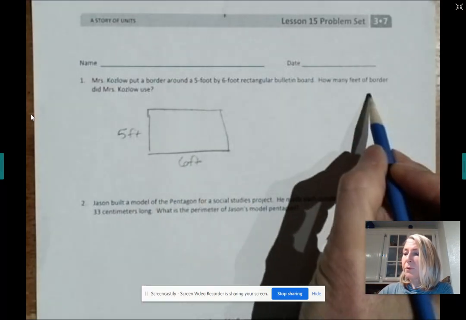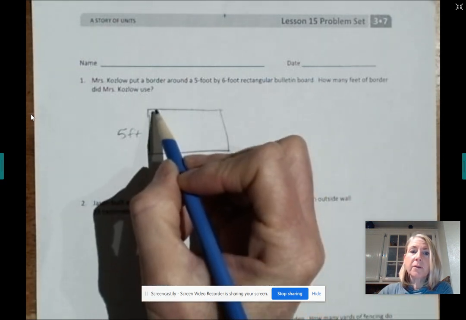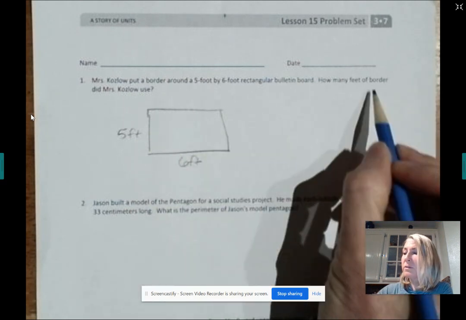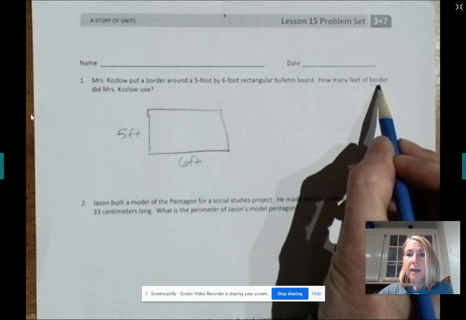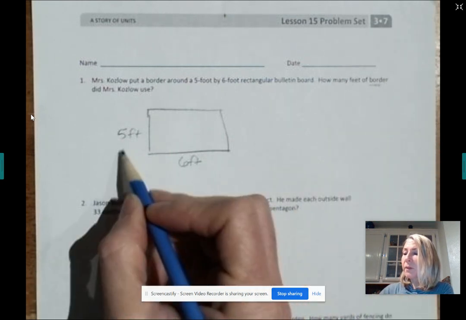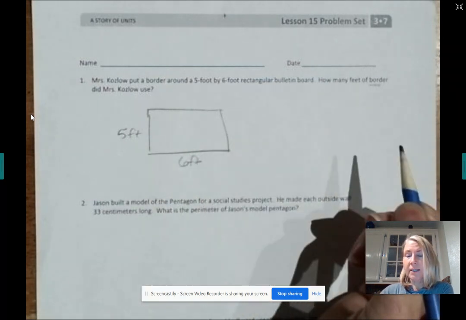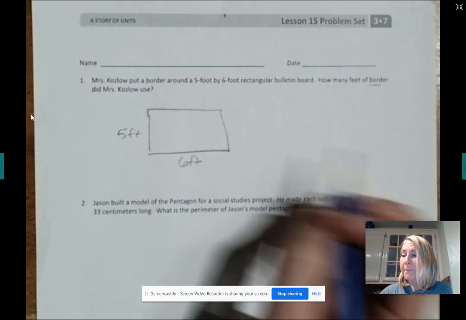And how many feet of border did Mrs. Coslow use? So remember, border is another word for outside edge. When you see words like that, that's your clue in the sentence that you need to calculate the perimeter. So instead of doing 5 times 6, which would give me the area of the inside of the bulletin board, I need to determine the missing side lengths and add them up.